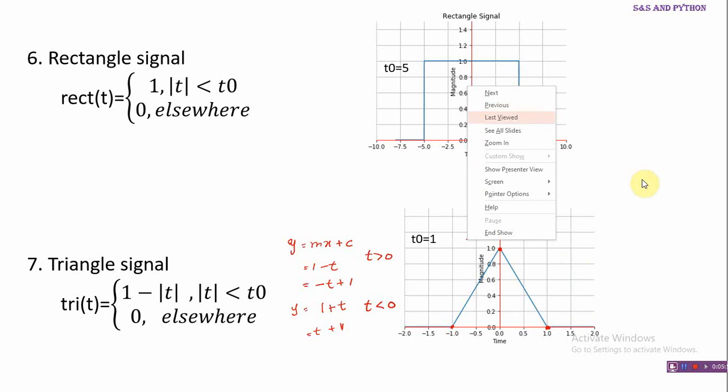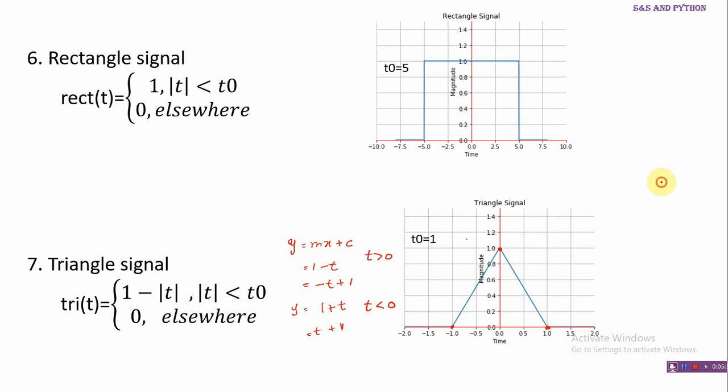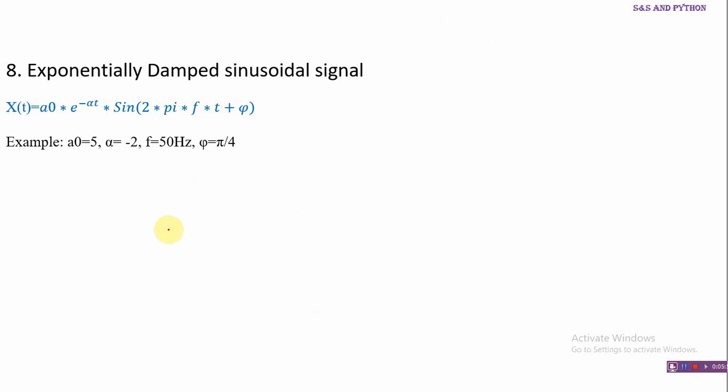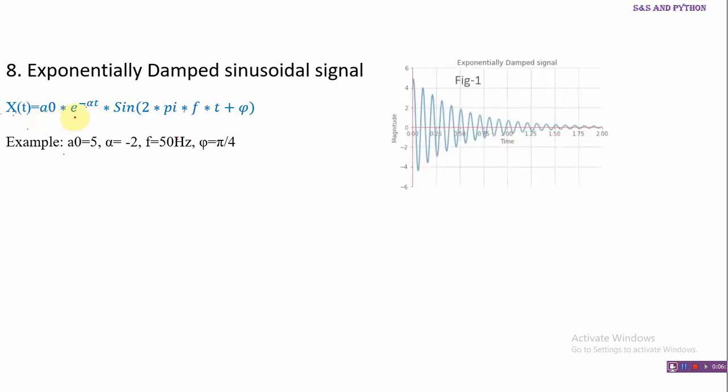So next, an exponentially damped sinusoidal signal. An exponentially damped sinusoidal signal is given by x of t is equal to A naught e to the power of minus alpha t into sine of 2 pi f t plus phi in general. So this is a product of two signals. So it looks like this.